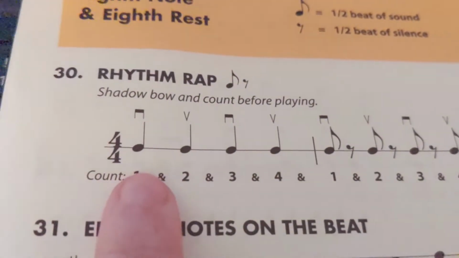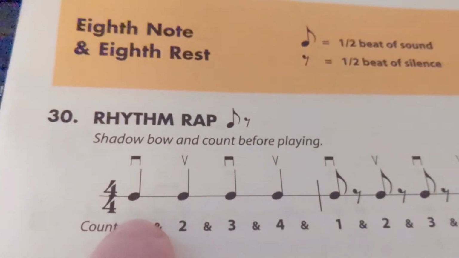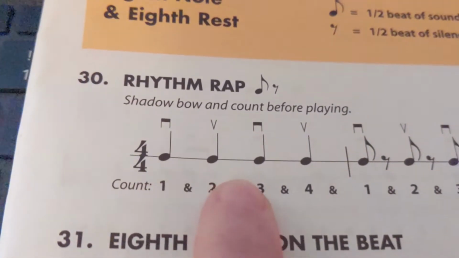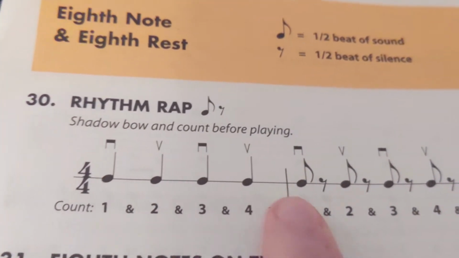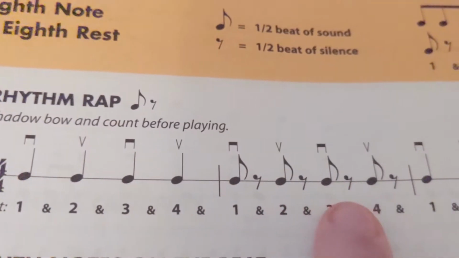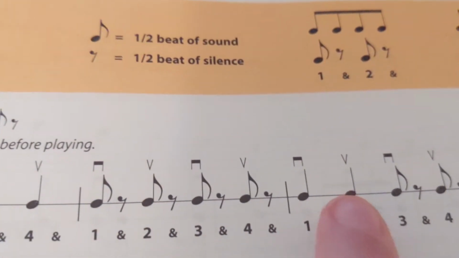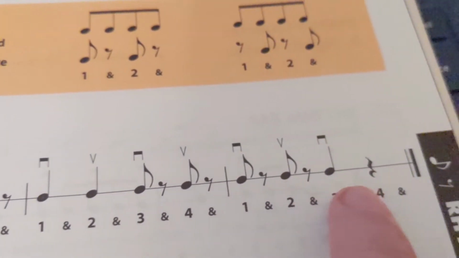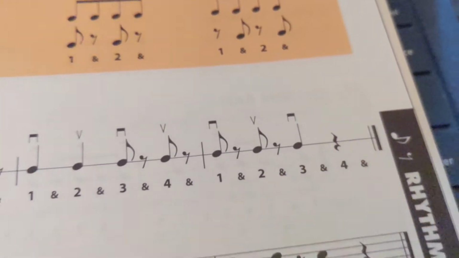So let's take a look at number 30 together. Here we go. Let's do number 30. 1, 2, here we go. Ta, ta, ta, ta, ti, ti, ti, ti, ta, ta, ti, ti, ti, ti. Ti, ti, ta, rest. Good.